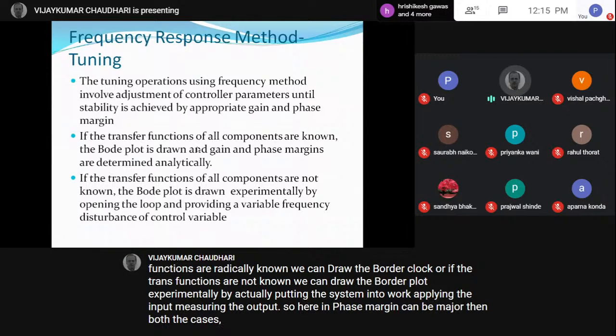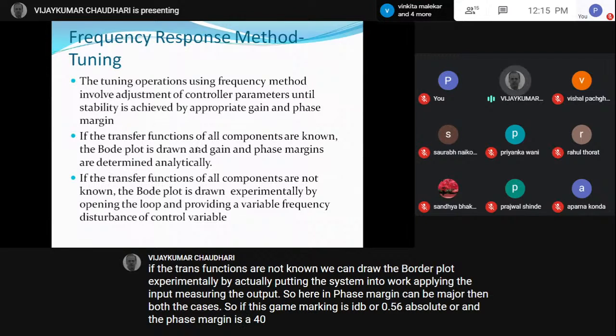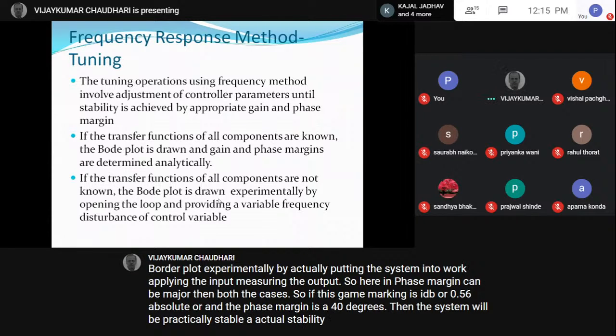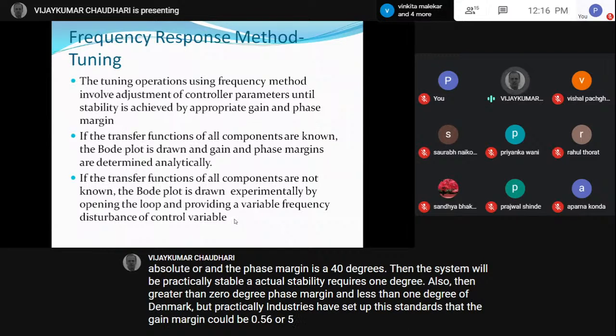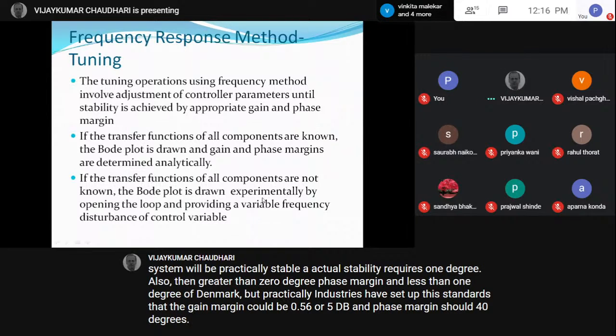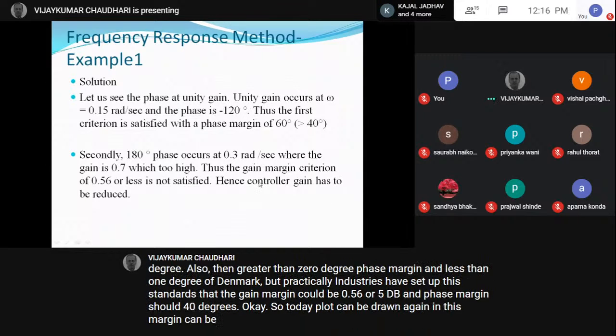If the gain margin is 5 dB or 0.56 absolute, and the phase margin is 40 degrees, then the system will be practically stable. Actual stability requires a phase margin greater than 0 degrees and a gain margin less than 1. But practically, industries have set up these standards that the gain margin should be 0.56 or 5 dB, and the phase margin should be 40 degrees. So the Bode plot can be drawn and the gain and phase margin can be determined.